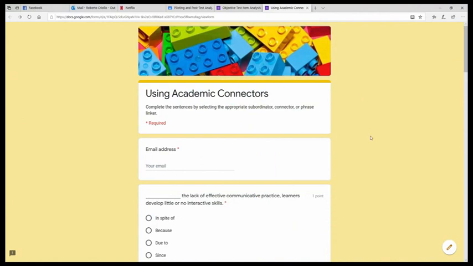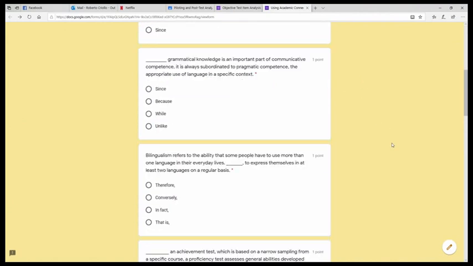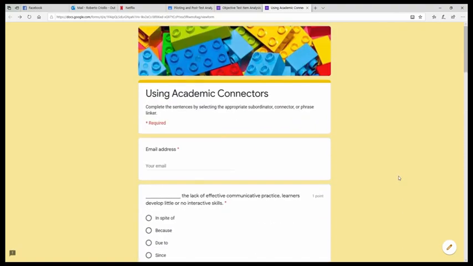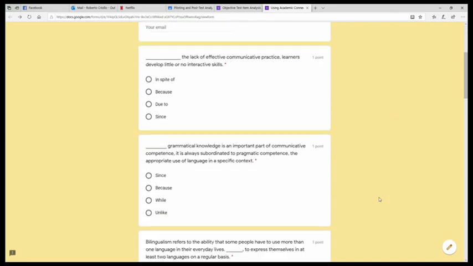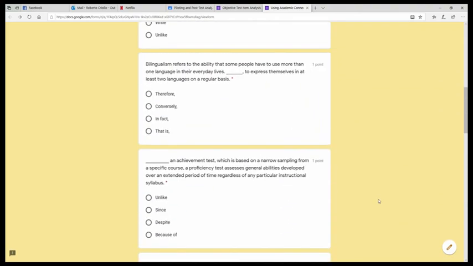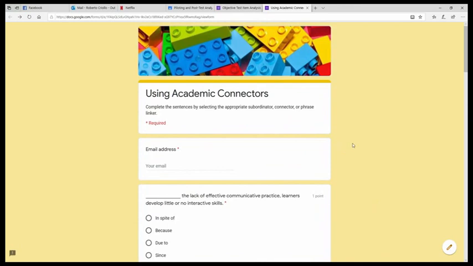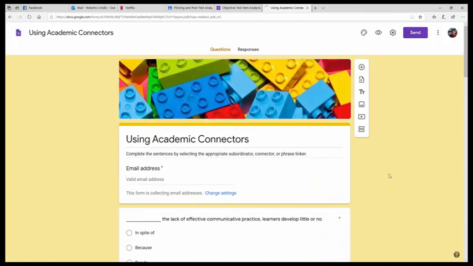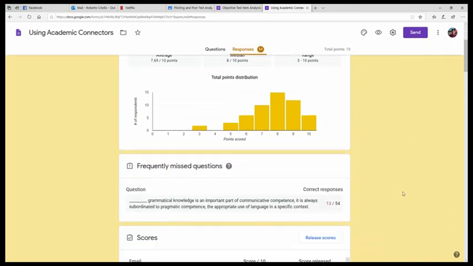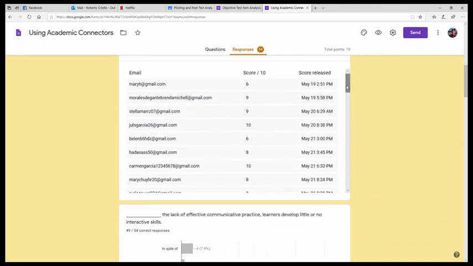We're going to imagine that we're piloting this set of items. This is a battery of 10 items that assess discourse competence in the form of a multiple choice objective test. There were 10 items in total. As you can see, all of them are related to academic connectors. Now, we administered this set of items to 54 people, and we have a summary here of the responses.